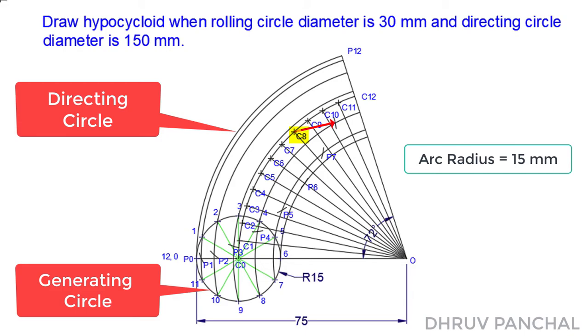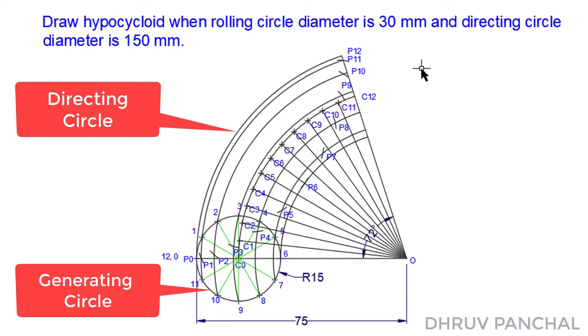Take point C8 as a center, draw an arc on the curve passing through point 8 to get point P8. Take point C9 as a center, draw an arc on the curve passing through point 9 to get point P9. Take point C10 as a center, draw an arc on the curve passing through point 10 to get point P10. Take point C11 as a center, draw an arc on the curve passing through point 11 to get point P11.